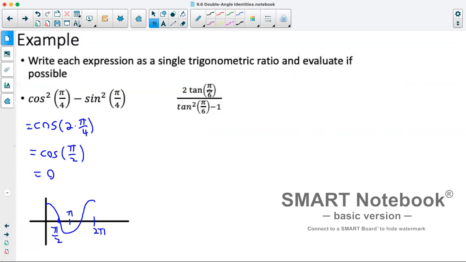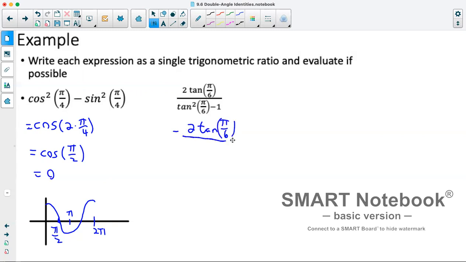Next one, we've got 2 tan pi over 6 over tan squared pi over 6 minus 1. Now this doesn't quite match one of our identities. Our denominator is slightly different. So what we can do is factor a negative out of that denominator and move it to the very front of our function. So we've got 2 tan of pi over 6.